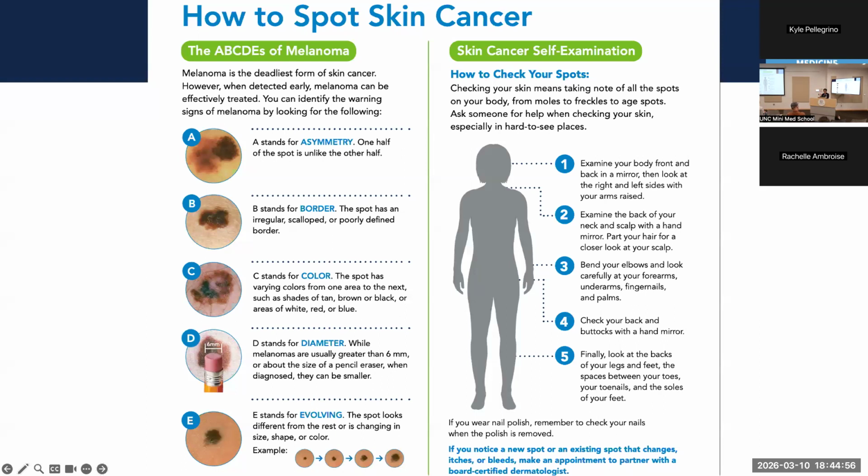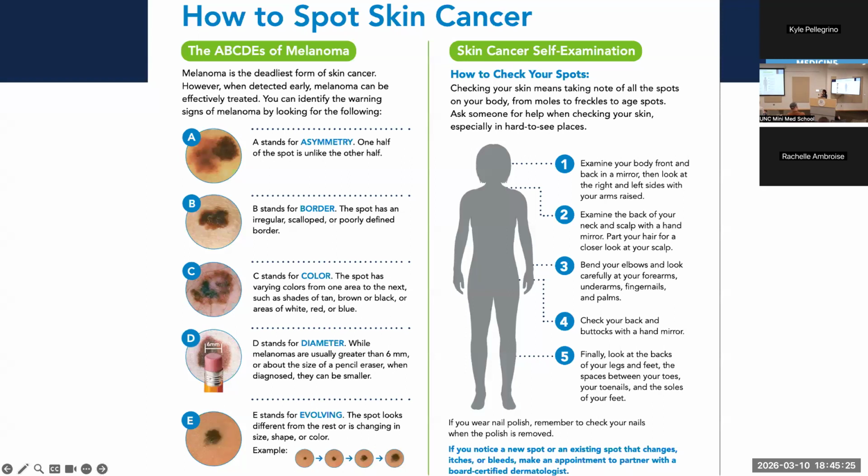C is for color. Usually things that are healthy tend to be one color, really homogeneous, and almost pleasing to the eye. If things are funky and have other colors in them, like it's brown, but then there's a part that looks white, or maybe a little blue in there, or red in one area and brown in another, when you're seeing that many different colors, that might be worth getting checked out as well.